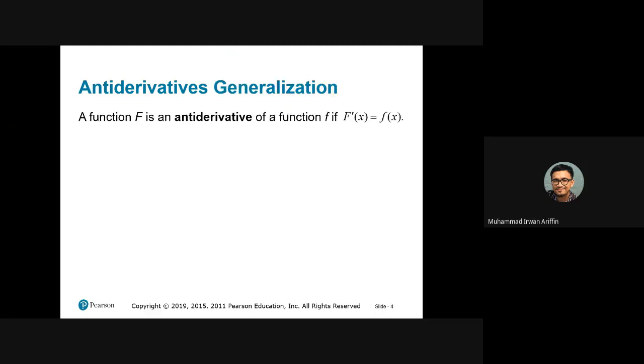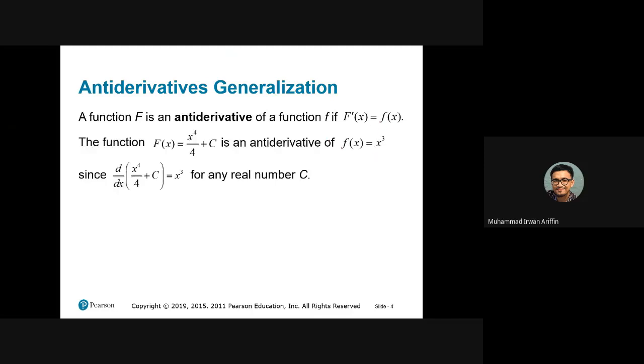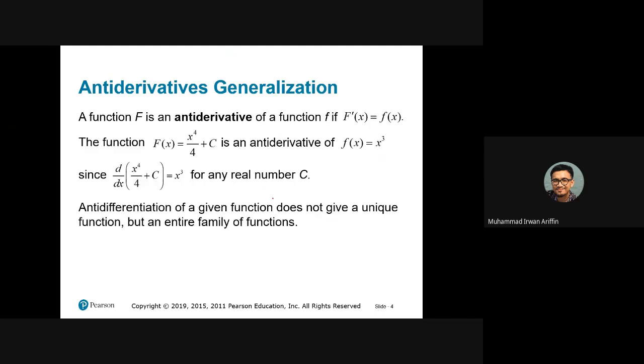So let us try to generalize this. A function big F would be the antiderivative of a function small f if we differentiate big F, we will get small f. So x to the power of 4 over 4 plus C is the antiderivative of x to the power of 3. This is just a repetition. Anti-differentiation of any given function does not give a unique solution. It doesn't give a unique function, but actually gives us the entire family of functions, where we use the capital letter C because this C can represent any real number.